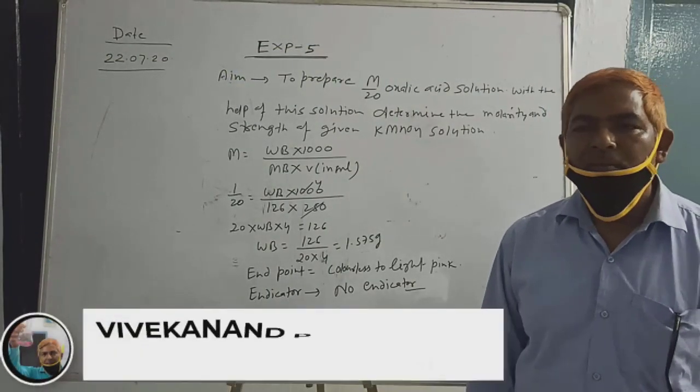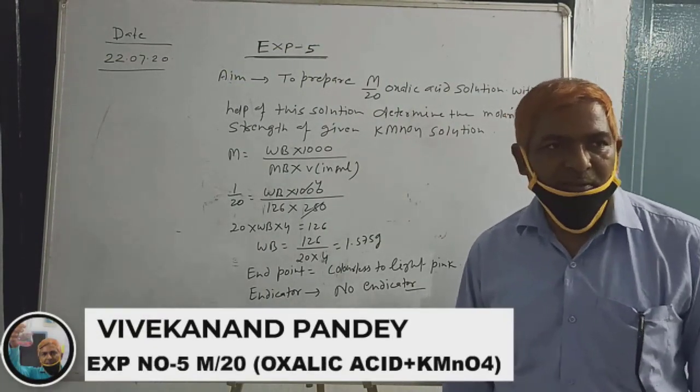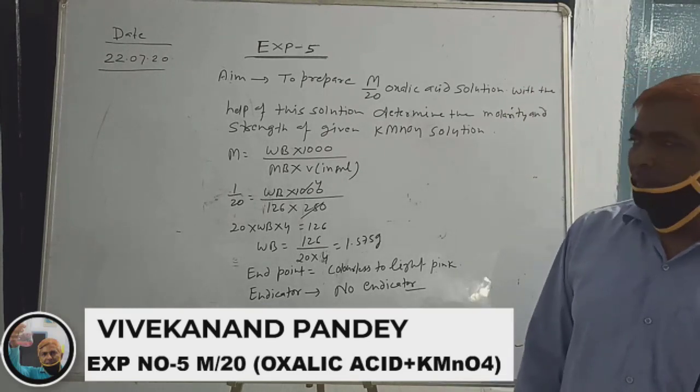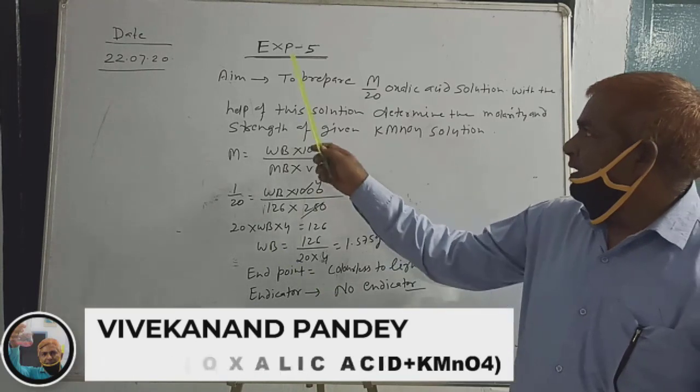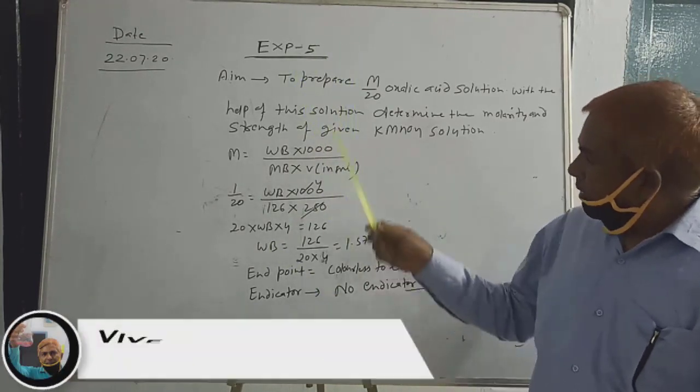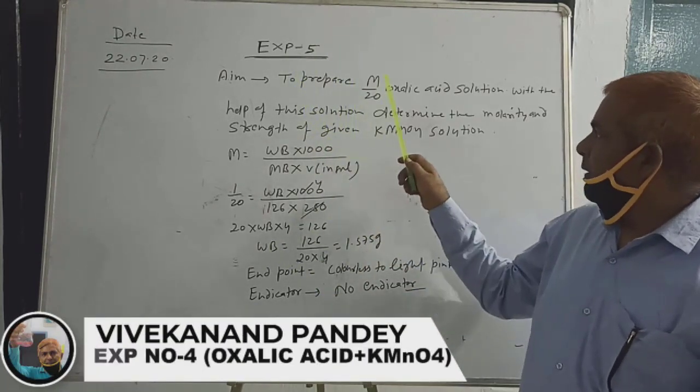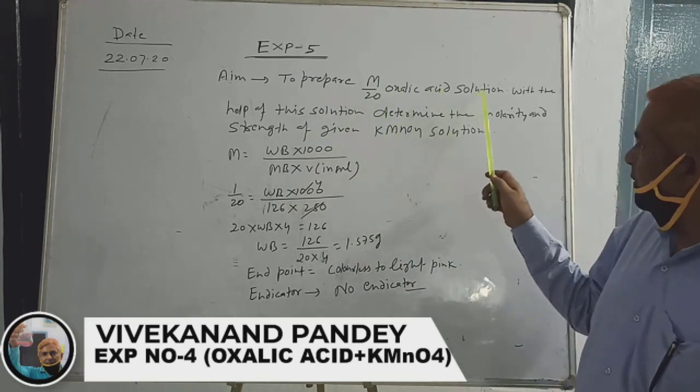Good morning, students. Today I am going to discuss one more experiment related to the oxalic acid and camphor solution. It is experiment number 5. The aim is to prepare M/20 oxalic acid solution.